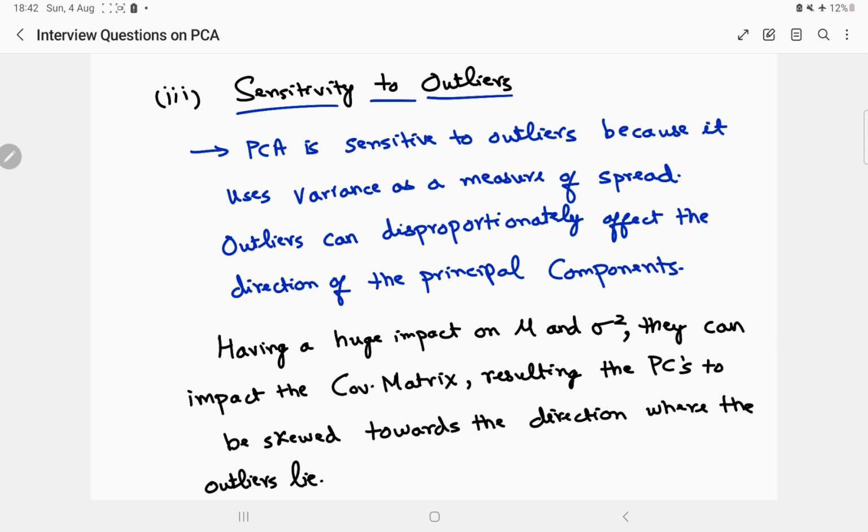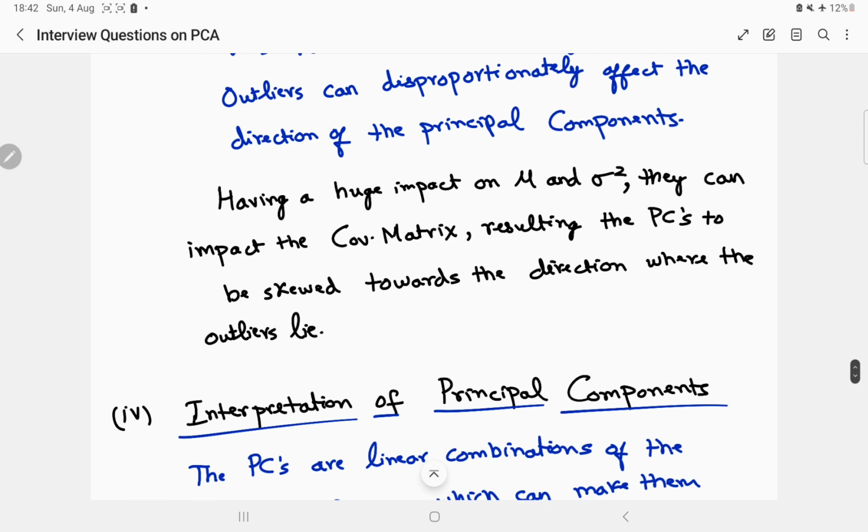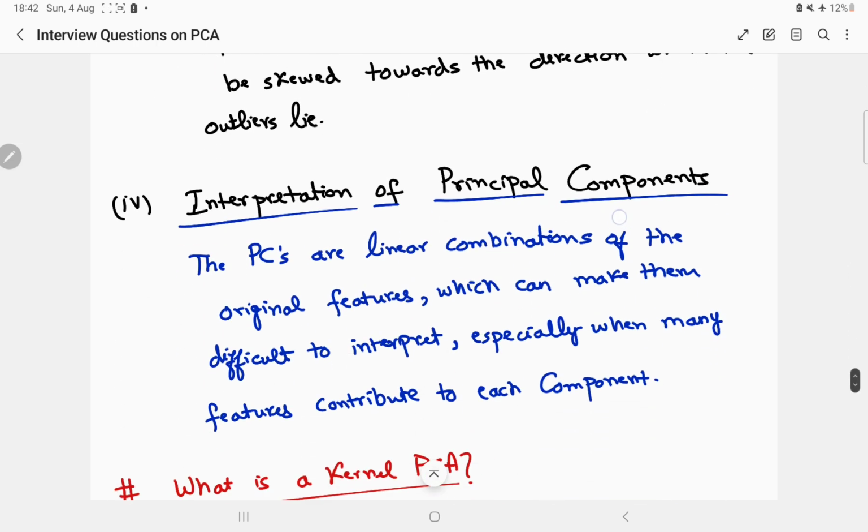PCA is quite sensitive to outliers because it uses variance as a measure of spread, and outliers can disproportionately affect the direction of your principal components. And also the outliers will have a huge impact on your mu and your sigma square, that is your variance. Therefore, they can impact the calculation of the covariance matrix, and that might indeed result in the principal components being skewed towards the directions where the outliers lie. And therefore, sensitivity to outliers is another limitation or drawback of the PCA algorithm.